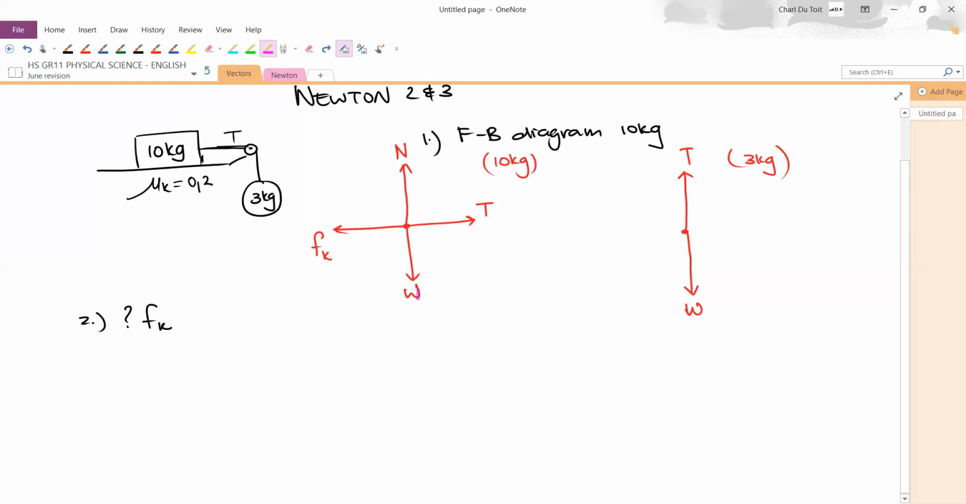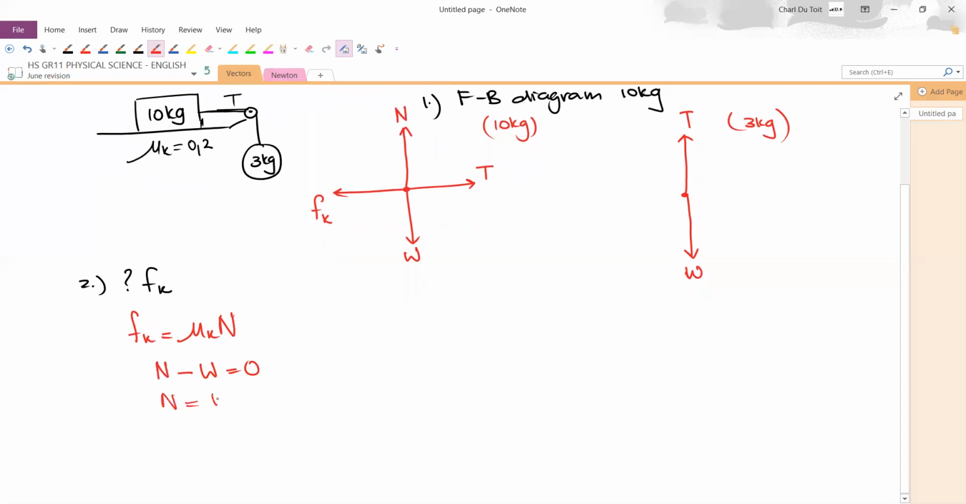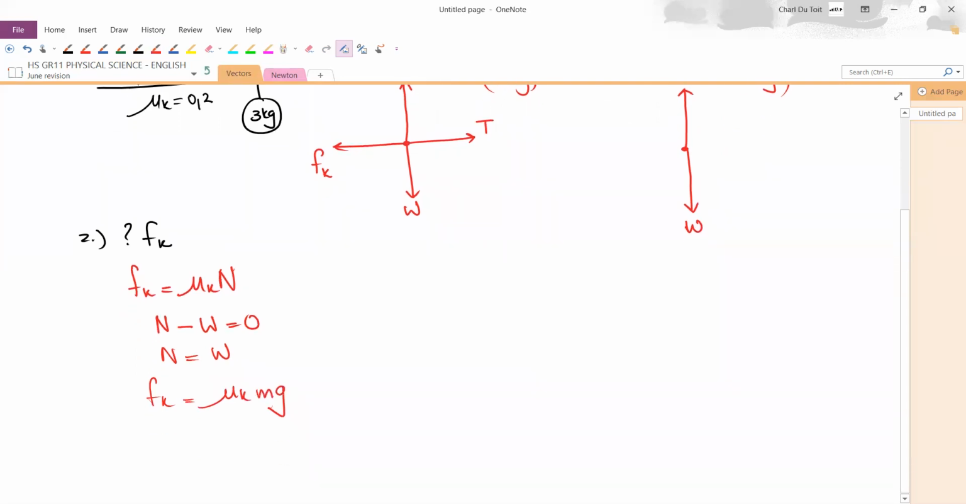Right, let's go. FK. Equation. Mu K N. Is that correct? Yes, sir. But N minus W is 0. So the normal force equals the weight. So the kinetic friction is the coefficient times mg, because weight is mg. The kinetic friction is 0.2 times 10 kg mass times 9.8.